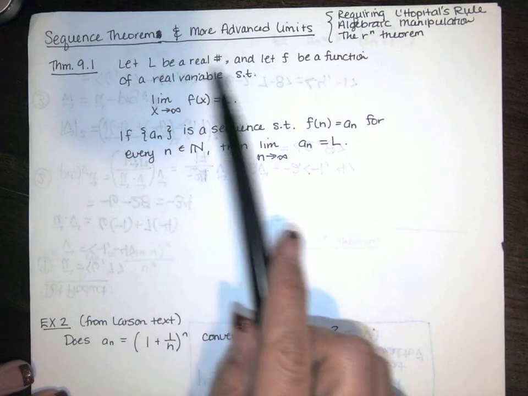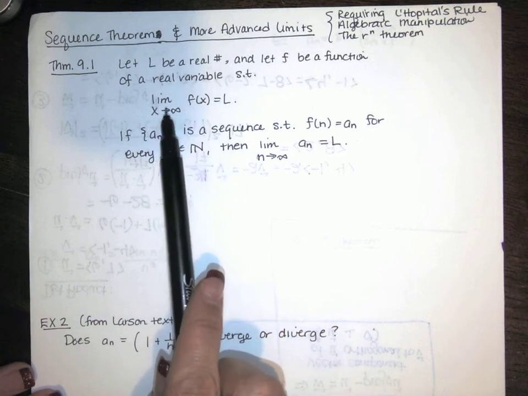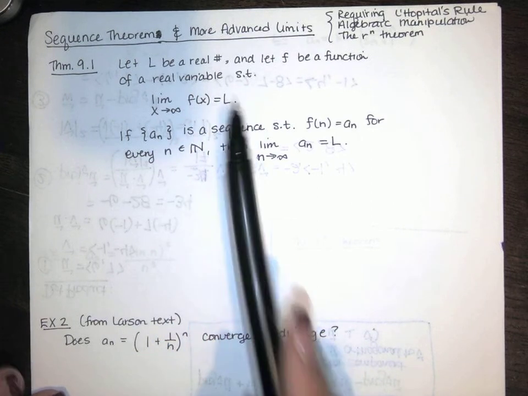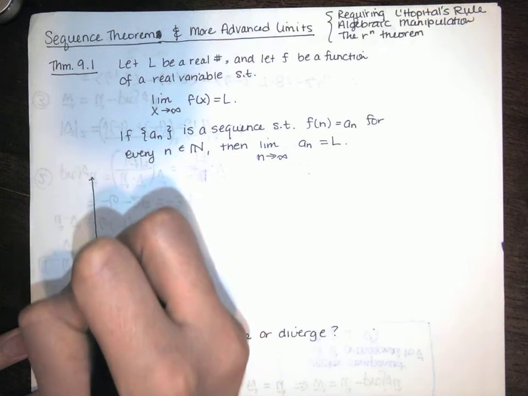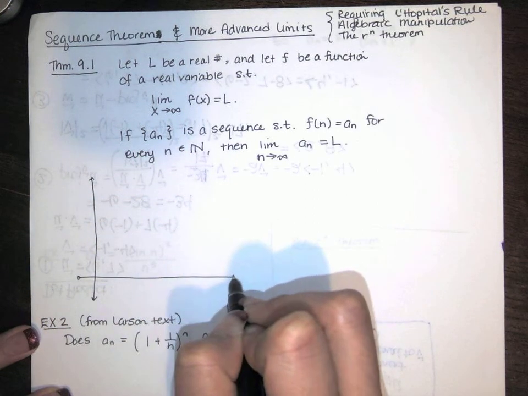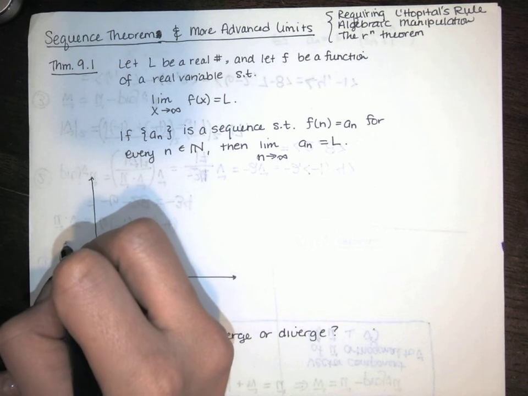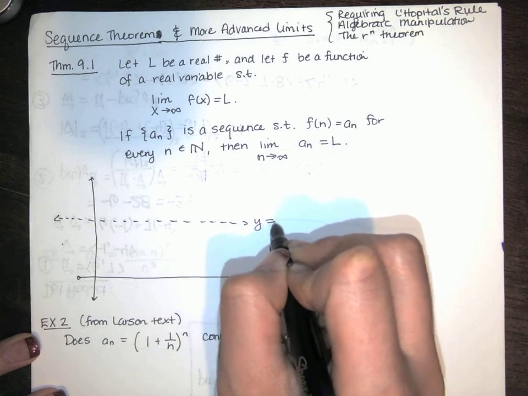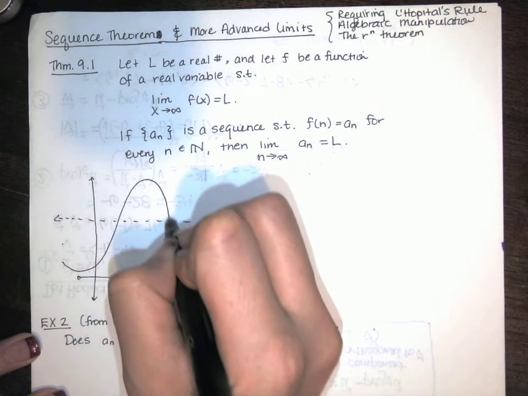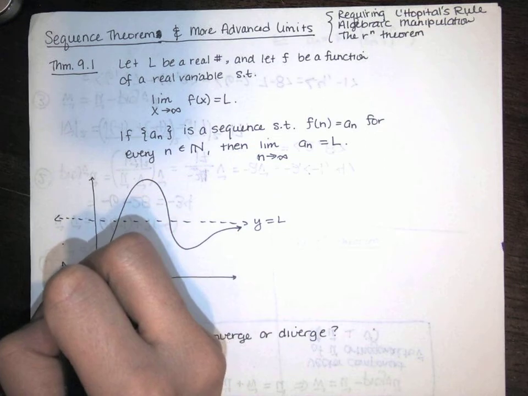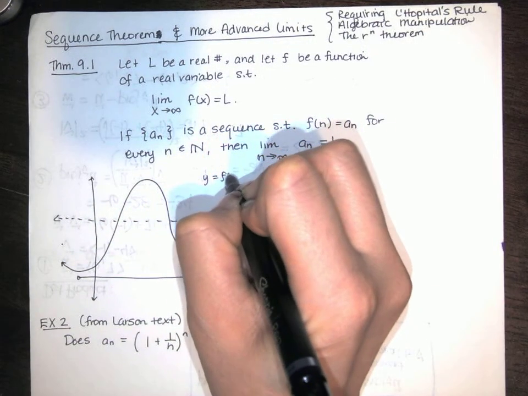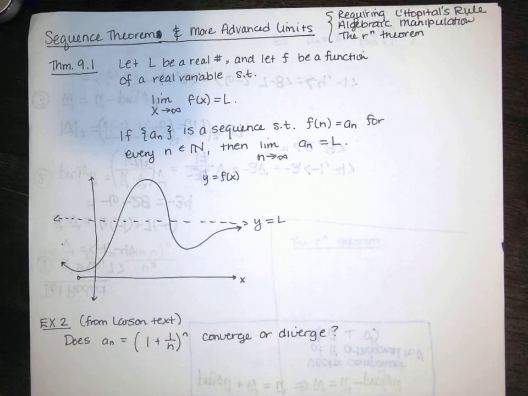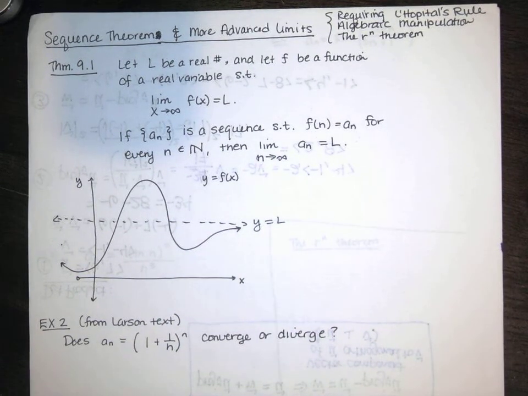So it says L is a number and f is a function of a real variable such that if we take the limit as x goes to infinity, the function approaches L. So I don't know exactly what this function looks like, but it could very well look like this. Here's y equals f of x. Here's the horizontal line, y equals L. And maybe it looks like this. That could very well be y equals f of x. And L is a real number, so this is what we would see, something like this.